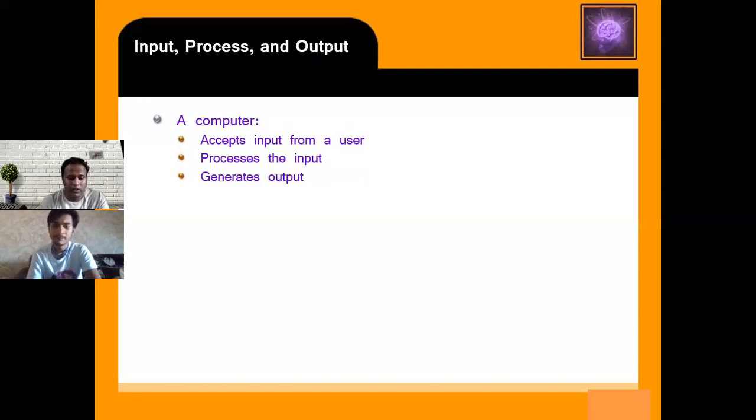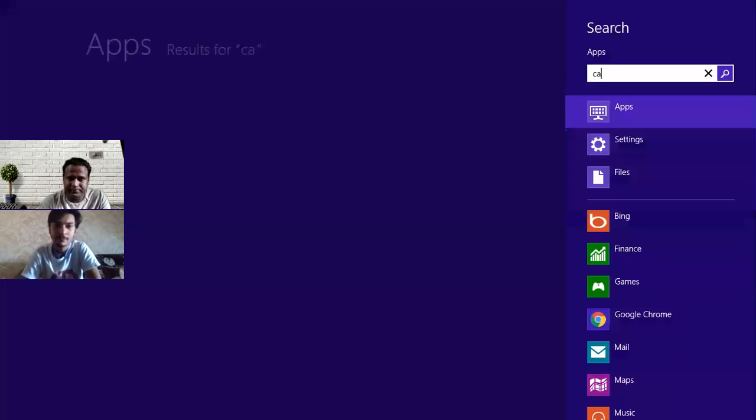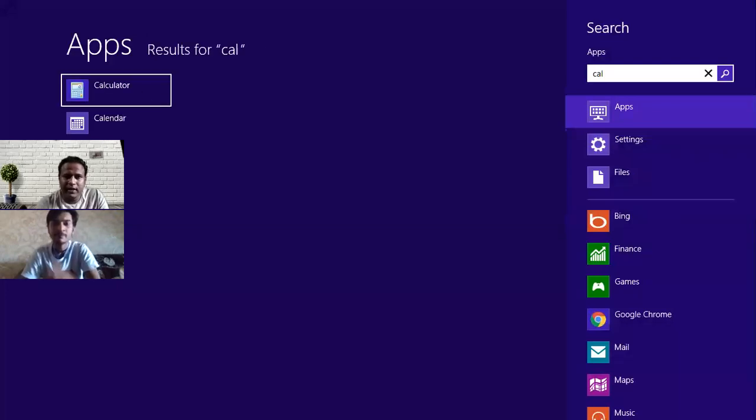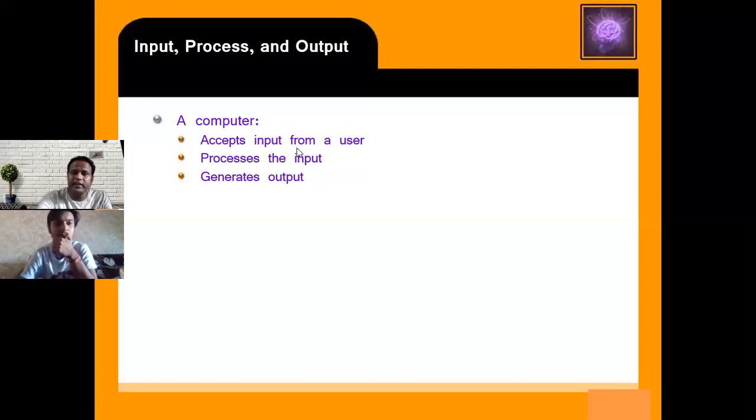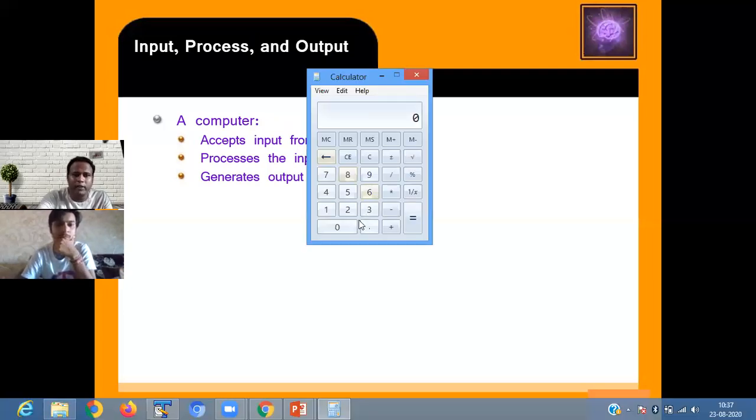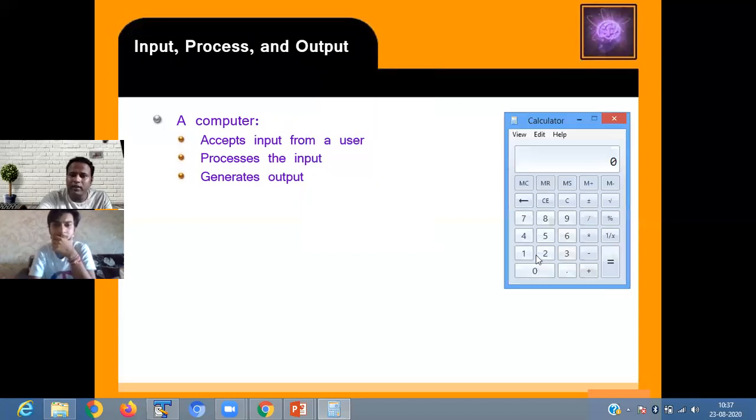I'm giving an example of a calculator. In the calculator, I have given a task that you have to add two numbers. For adding two numbers, first we have to give the input. So what input am I giving? First 20. Then using another input I give plus. Then another input I give 30. Then after that I press the equal symbol. Then it generates the answer.